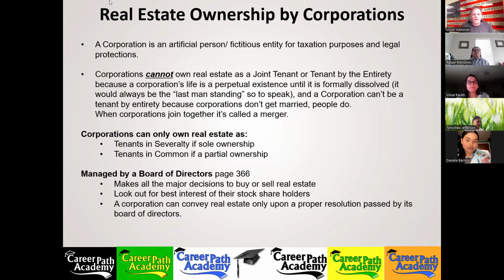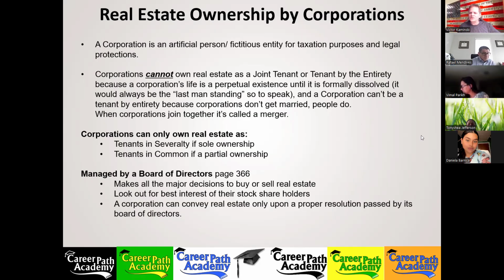So, real estate ownership by corporations. Once again, what are the only ways that a corporation can own real estate? In severalty, if they own it on their own, or in common. Corporations can never own as joint tenants because corporations never die. They get dissolved, right? And so it would always be that last man standing, so to speak, if they were allowed to be a co-owner as a joint tenant.